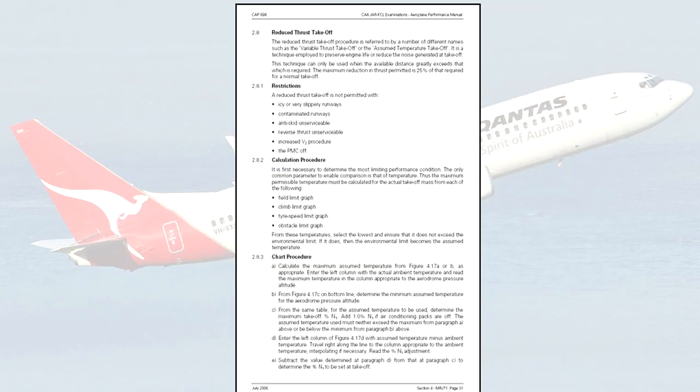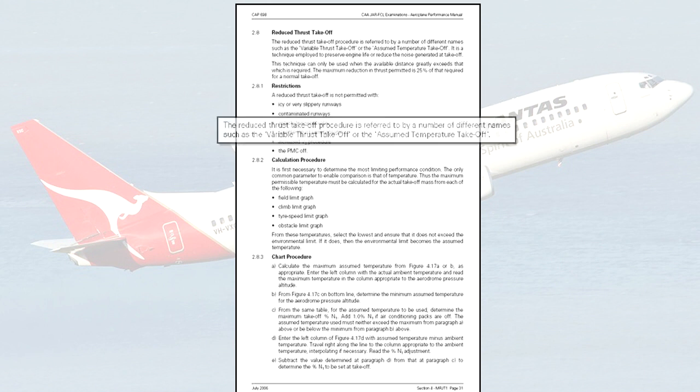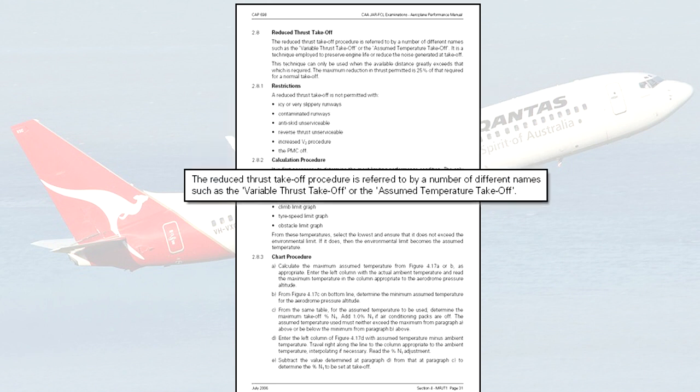The third additional type of procedure is probably the most common, and it is referred to by many different names. It is detailed on page 31 of section 4 in CAP 698. This third procedure is referred to as the reduced thrust takeoff, variable thrust takeoff, or assumed temperature takeoff. However, Airbus uses the term flexible takeoff.